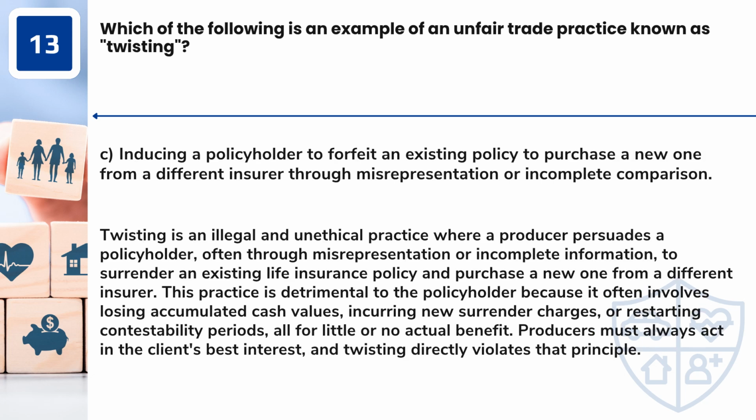Answer: C. Inducing a policyholder to forfeit an existing policy to purchase a new one from a different insurer through misrepresentation or incomplete comparison. Twisting is an illegal and unethical practice where a producer persuades a policyholder, often through misrepresentation or incomplete information, to surrender an existing life insurance policy and purchase a new one from a different insurer. This practice is detrimental to the policyholder because it often involves losing accumulated cash values, incurring new surrender charges, or restarting contestability periods, all for little or no actual benefit. Producers must always act in the client's best interest, and twisting directly violates that principle.